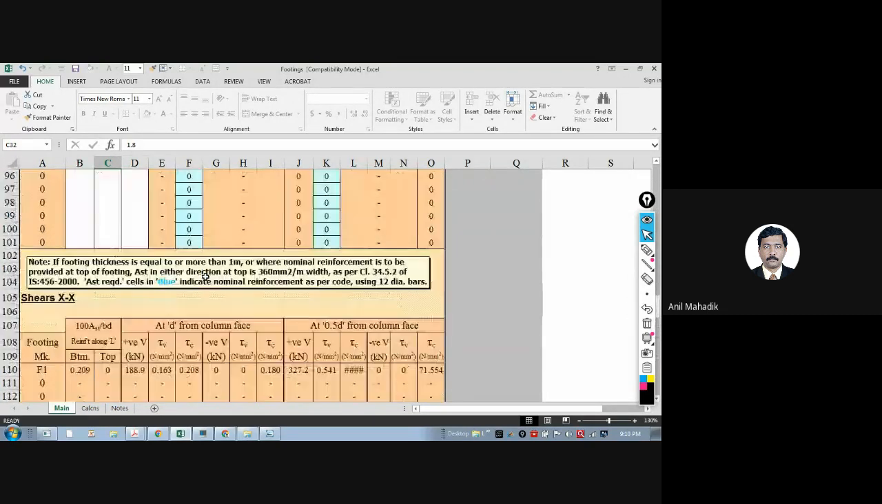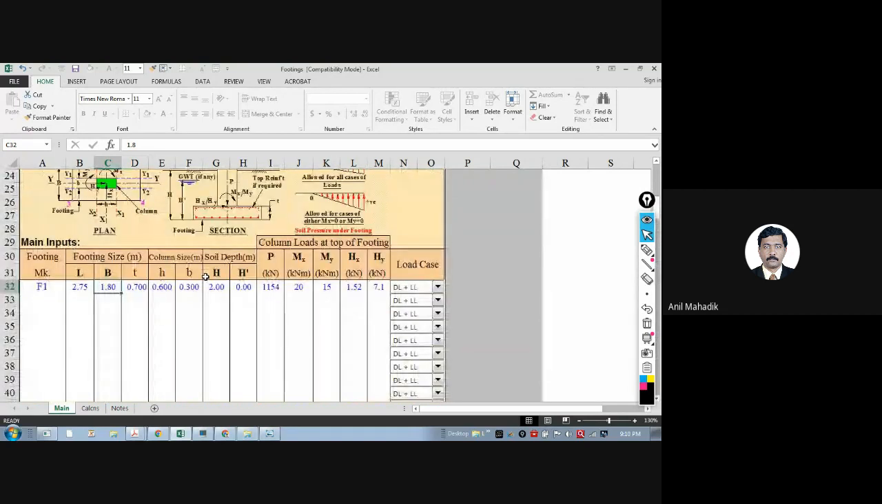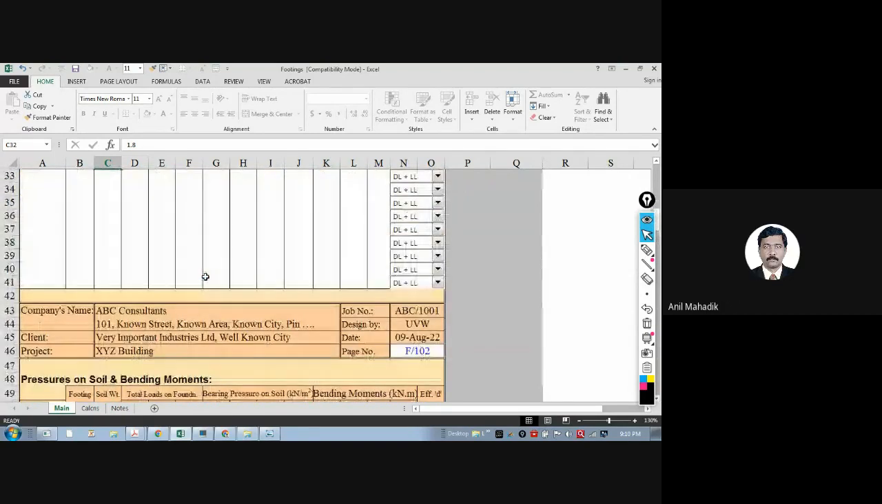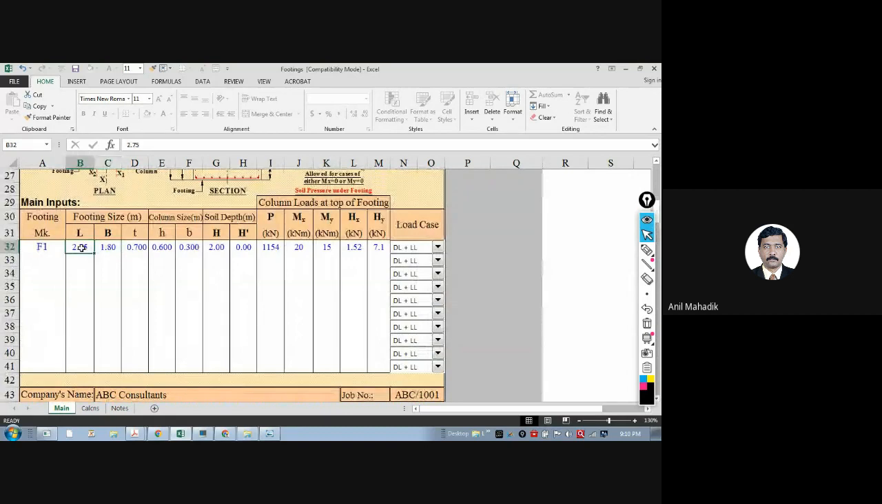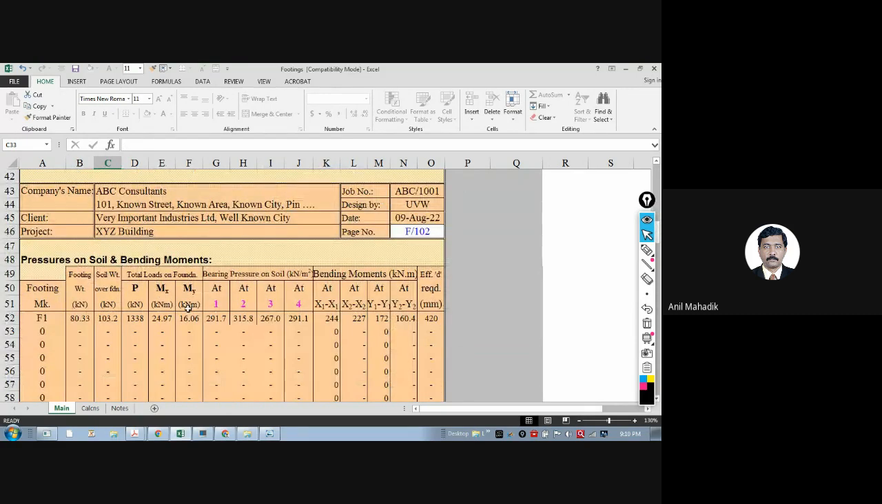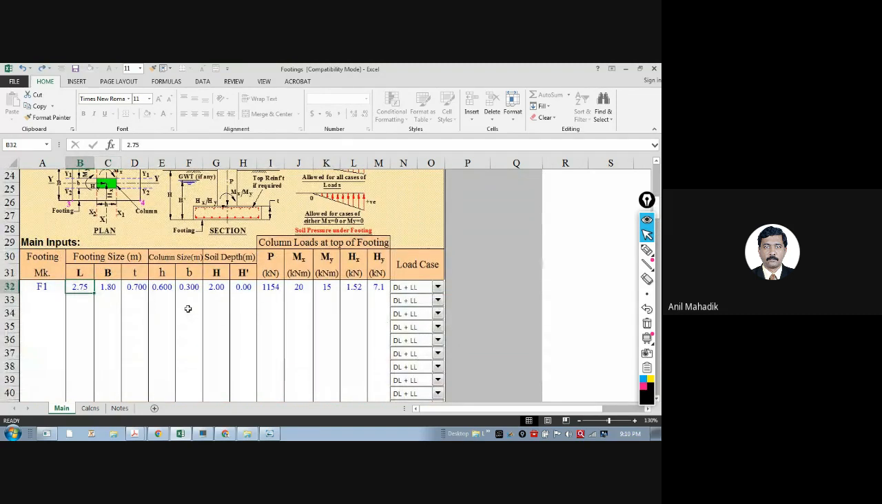Now, anything need to change? Is it okay? What do you think? Is it okay in all respects? Sir, we can try reducing the length a bit. Yes, we will optimize that here. It is working at 2.7 by 1.7. Now, okay, let me keep that as it is for the time being.